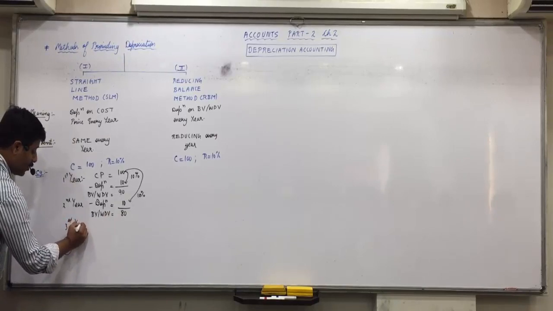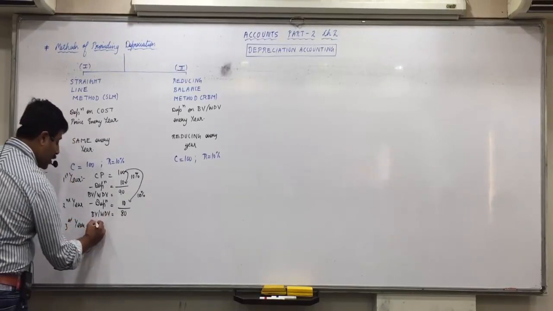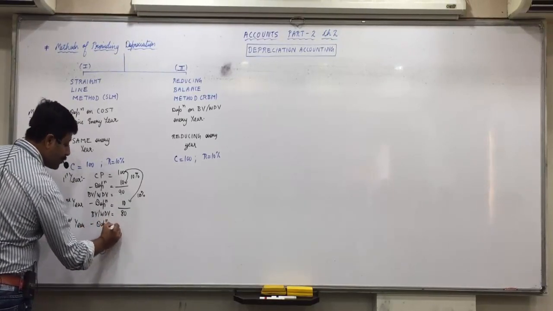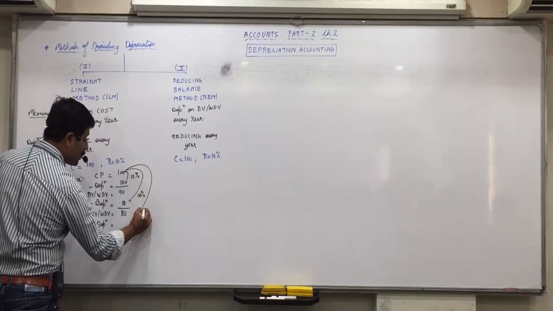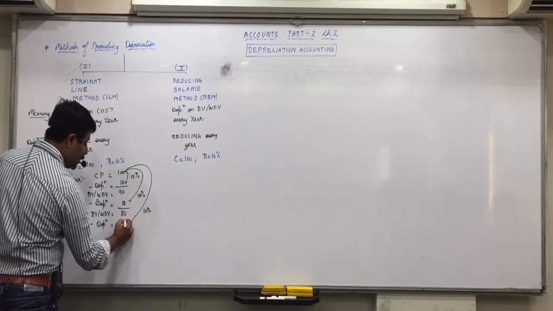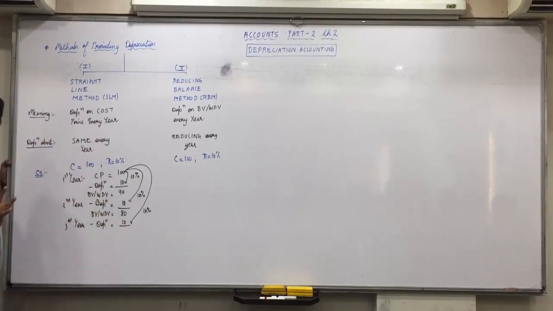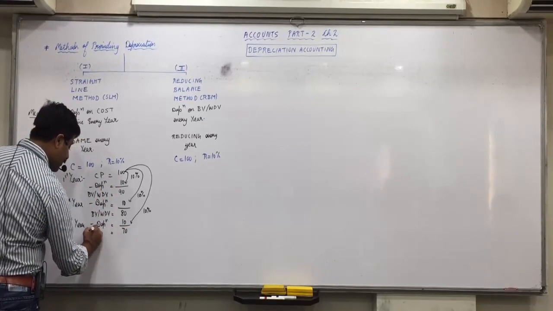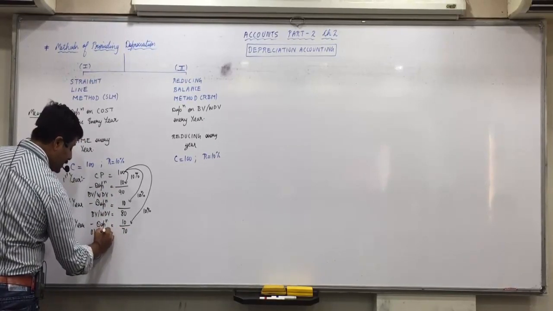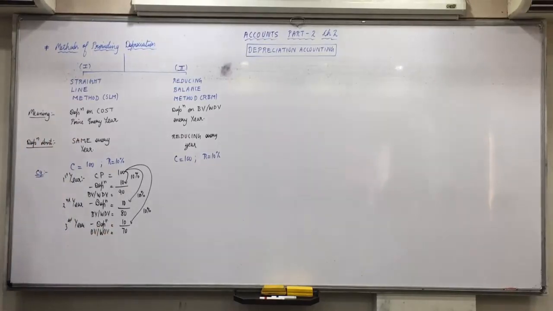One more example of one more year. Third year. What will be the depreciation? Third year also it will be 10. Cost price 100's 10%, so it is going to remain. So every year 10, 10, 10 depreciation. Every year the amount remains the same. Book value 70. And so on, you'll keep on providing it.